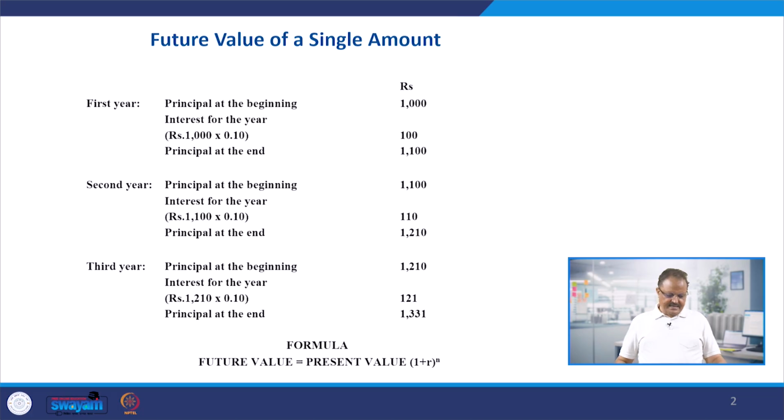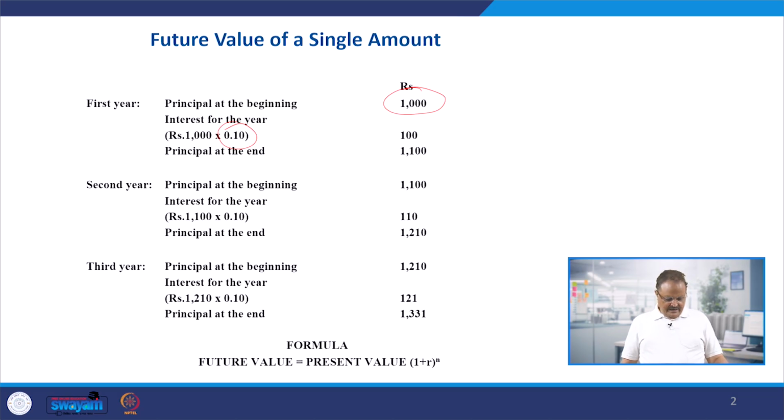We are going to understand the future value of a single amount with the help of a very simple example. For example, we have a principal amount which we gave to the bank, say 1000 rupees, and we deposited this for a period of 3 years in a fixed deposit. The bank promised us an interest rate of 10%, that is 0.10. At the 10% rate of interest I deposited my 1000 rupees for 3 years in the bank.